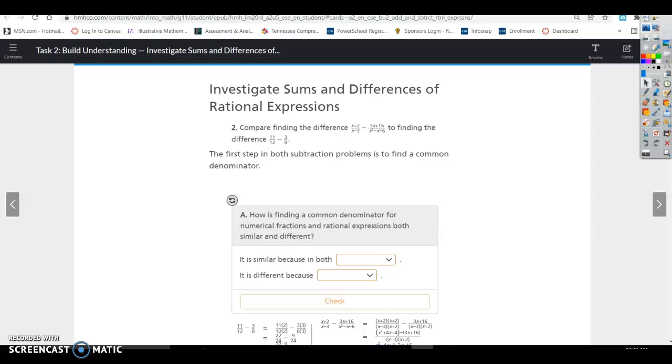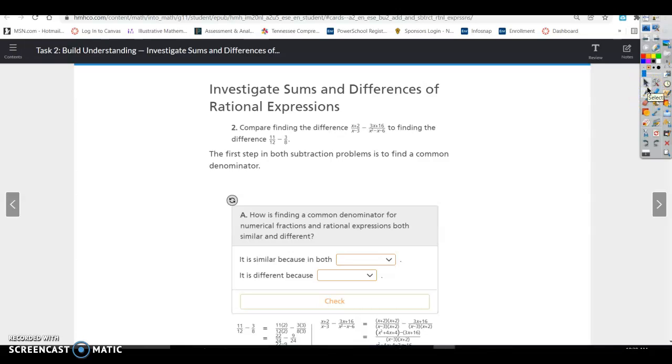Lesson 12.2, task 2. Investigate sums and differences of rational expressions. Compare finding the difference of x plus 2 over x minus 3 minus 3x plus 16 over x squared minus x minus 6 to finding the difference of 11 over 12 minus 3 over 8. The first step in both subtraction problems is to find a common denominator.